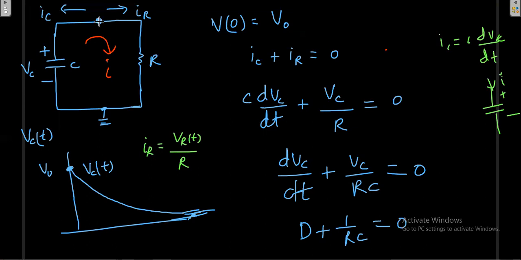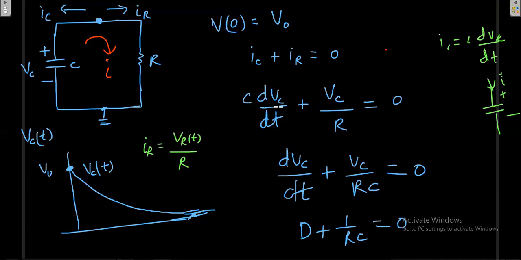So I assume the current going here is IR and the current going in this way is IC. Then if you apply KCL at this node, IC plus IR is equal to 0. IC means C dVc by dt. IR means simply Vc divided by R, because the voltage drop across the resistance is the same as the voltage drop across the capacitance. But this voltage drop is not a constant quantity, it is a time varying quantity, it will vary with time. So C dVc by dt plus Vc divided by R is equal to 0.